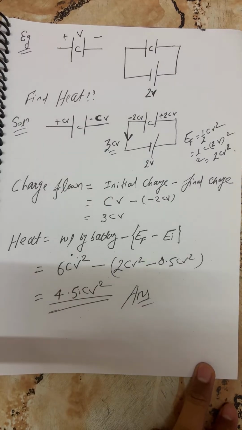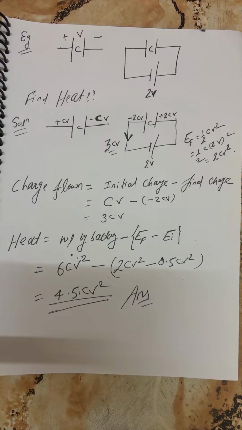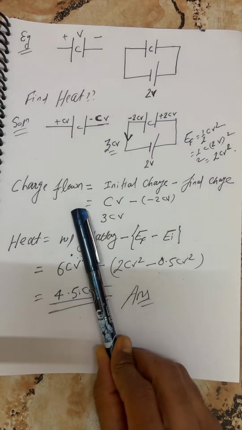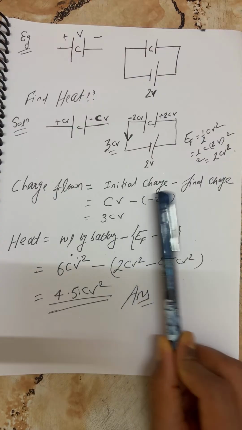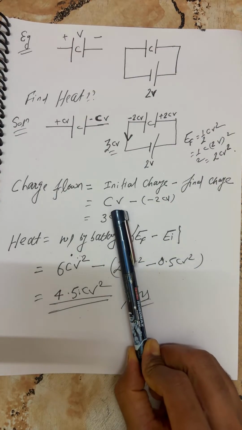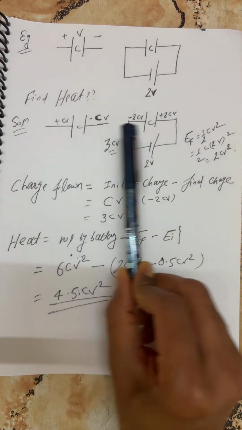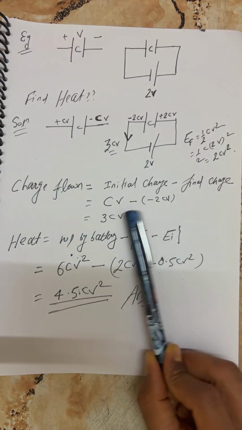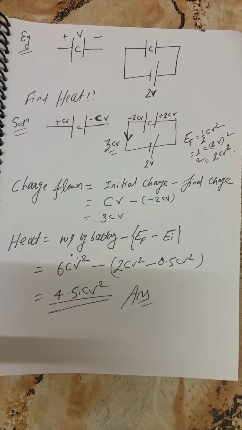My dear, this is the format of the question. The format of these questions is very much confusing. Usually, this part, charge flow, is initial charge minus final charge. So what is the initial charge here? This is CV. Final charge is minus 2CV, so minus minus plus. This is 3CV.